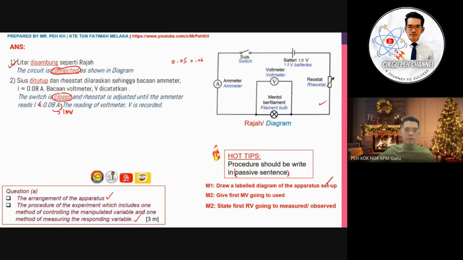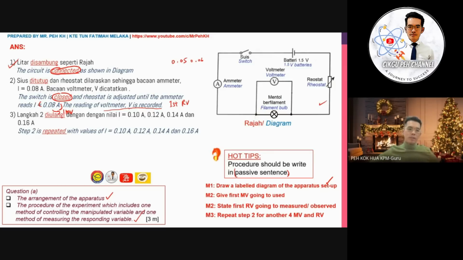Okay, so here will be the first MV, and then the voltmeter reading will be the first RV you are going to measure, where I already taught you how to get the reading through the simulation just now. Then the third mark will be given for the repeated step for your other 4 MV and RV readings. So these will be the other 4 readings which I was able to get by using my apparatus.